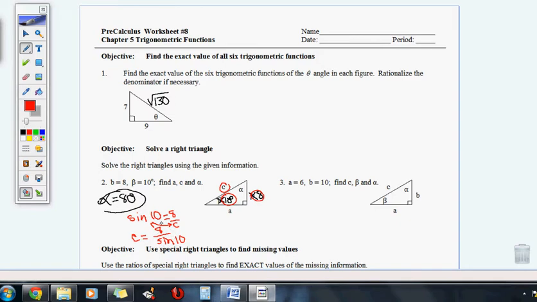Guys, just so you know, that's an exact answer, and that's completely fine for me. If you wanted to go to your calculator, you could carry out that calculation as well.